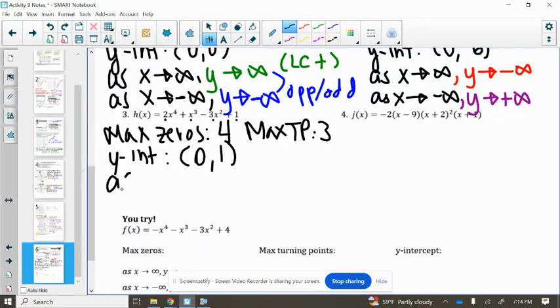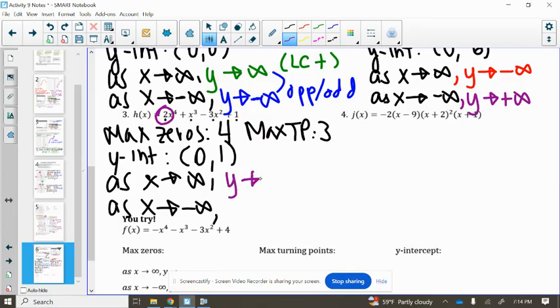And then we have to look at our two end behaviors in each direction. As x goes to infinity and as x goes to negative infinity, what is happening? Well, this time we have a positive leading coefficient. So our y values will go to positive infinity. And this time, because we have this even degree, our y values are going to match, because if we have an even degree, these must match. The leading coefficient was positive, so they're both going to positive infinity.